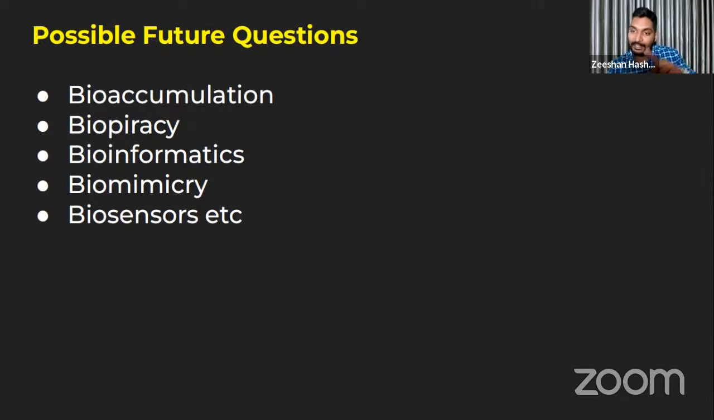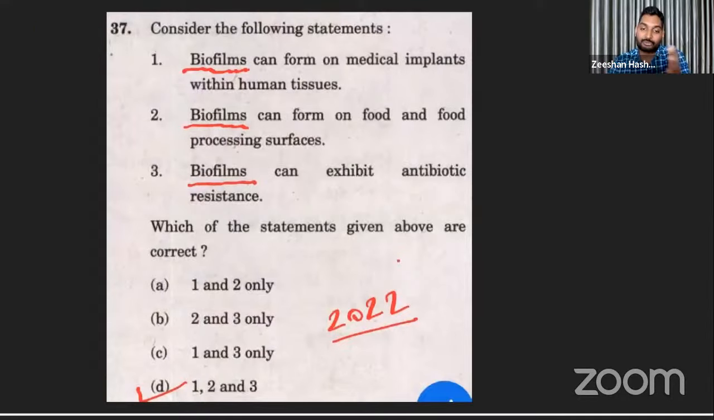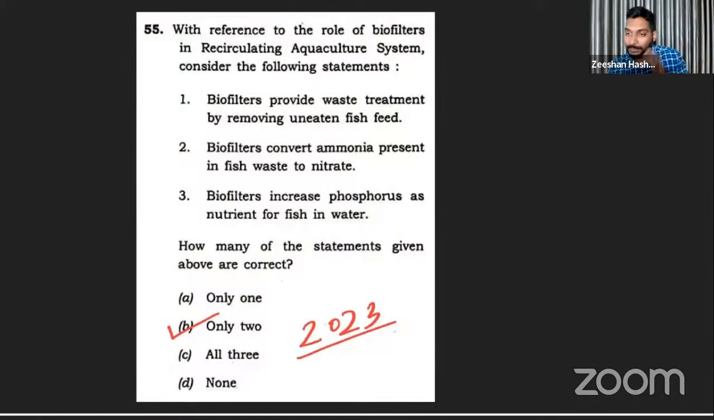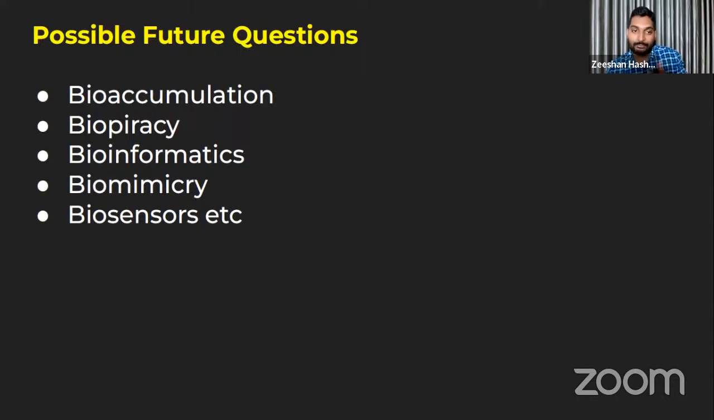It can be on bio accumulation, biopiracy, bioinformatics. By the way, bioinformatics पे पहले question आ चुका है. Biomimicry, biosensors, and so on. This is not an exhaustive list. This is just to understand what we can expect in the upcoming prelims exam based on these 2 consecutive questions asked by UPSC. Now let's quickly move ahead.